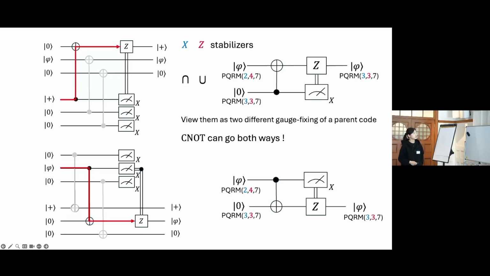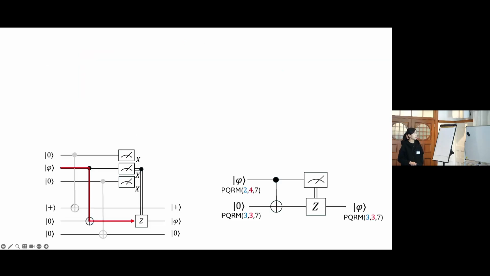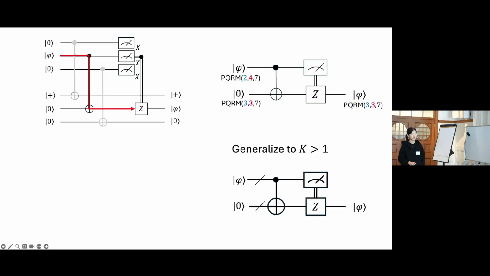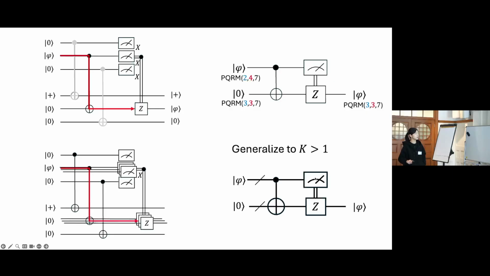Okay, so this is basically transversal code switching. One thing you can easily see from this teleportation picture is that if you want to generalize this transversal code switching idea to a k bigger than 1 code, it's also very simple. You just make more lines here. And this is basically just teleportation of this phi state, which is now on more logical qubits. Okay, so this finishes the first part.